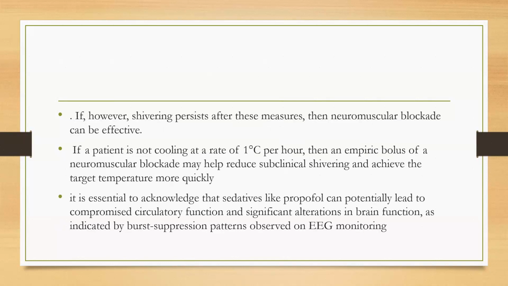If, despite all these measures, shivering still persists, then neuromuscular blockade can be effective. If the patient is not cooling at the rate of 1 degree Celsius per hour, then an empirical bolus of neuromuscular blockade may help reduce subclinical shivering and achieve the target temperature more quickly. It is essential to acknowledge that sedatives like propofol can potentially lead to compromised circulatory function and significant alteration in brain function, as indicated by a burst suppression pattern observed on EEG.